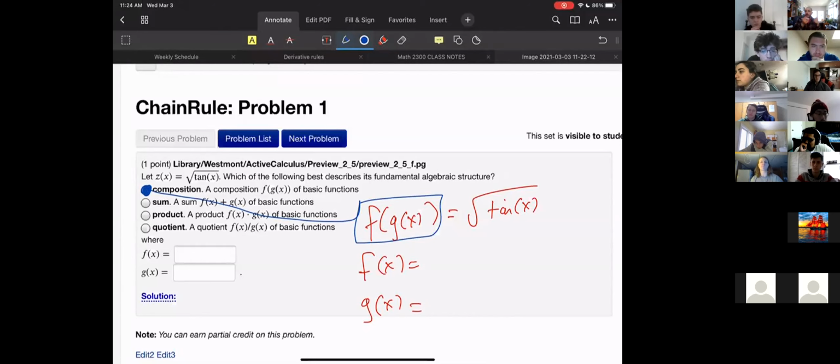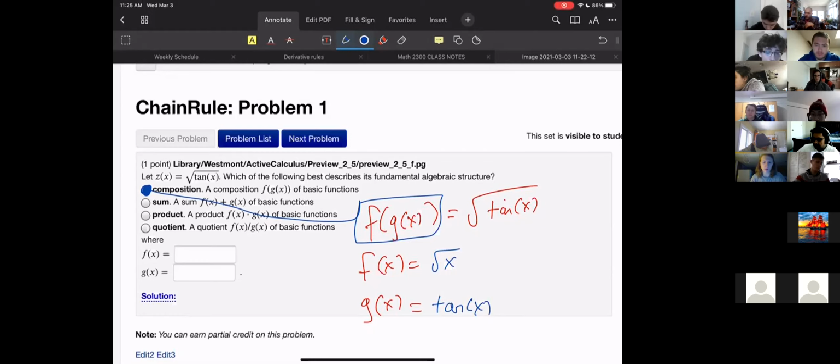And what's being plugged into what? What do you think about that, Rashid? I think that was Rashid who asked that. Yeah. So I think g of x will be tangent of x, but I don't know f of x. I agree. Tangent is inside something. So what's it inside? The square root. It's inside a square root. Yeah, that's it.